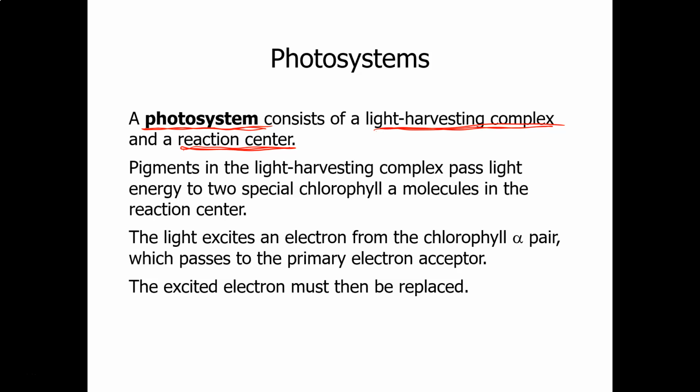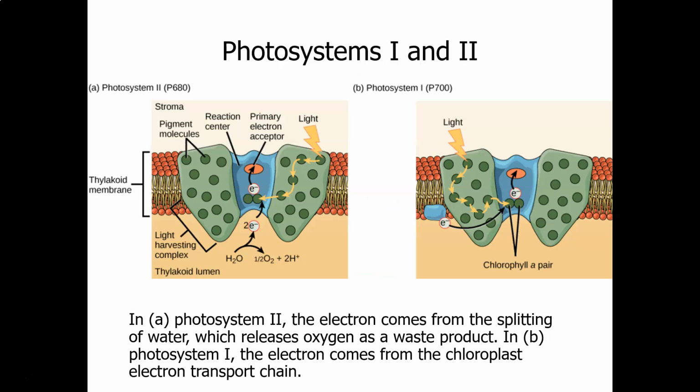The light excites an electron from the chlorophyll pair, which passes to the primary electron acceptor. So the energy is going to pass from pigments to the chlorophyll A molecule found in the reaction center. Then that energy is going to pass to a primary electron acceptor, and then it is going to be used to produce ATP and NADPH. This is photosystem 2, and this is photosystem 1.